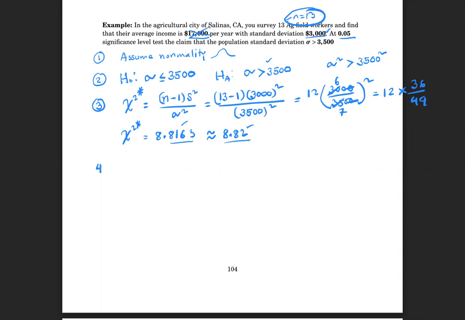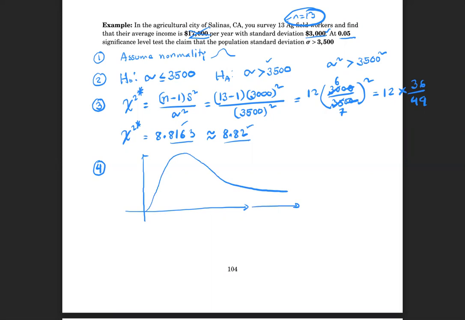And number 4, your critical region. So we are going to draw the chi-square distribution for you. Remember, chi-square distribution has a stretched tail. You stretch it to the right.